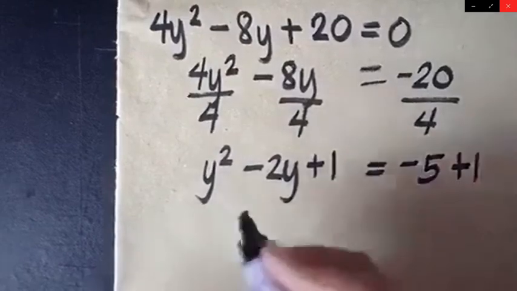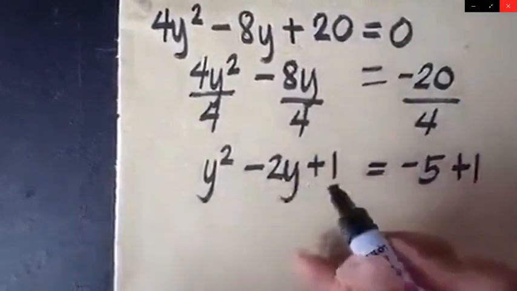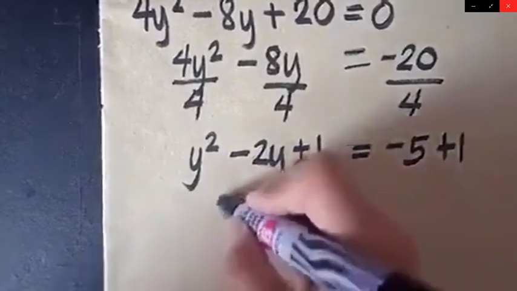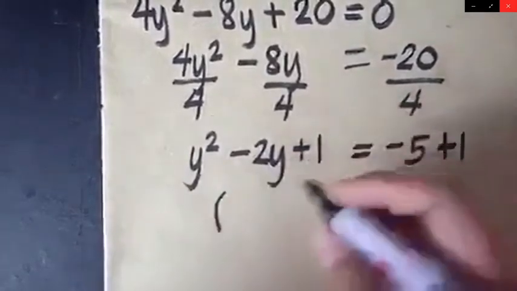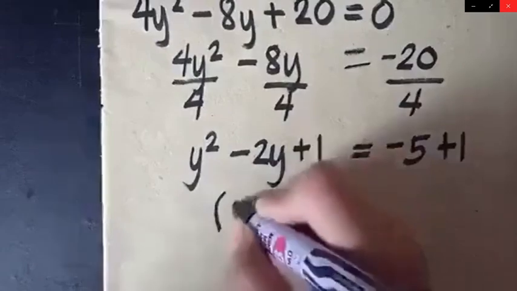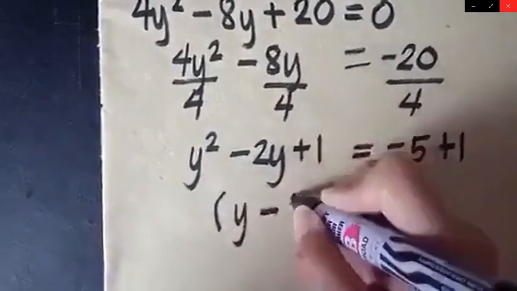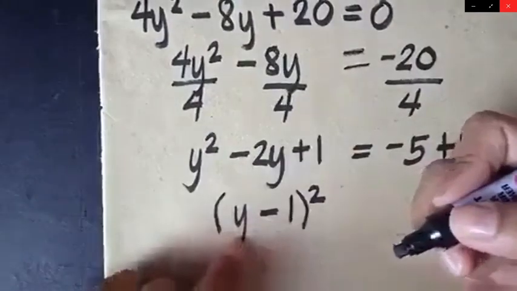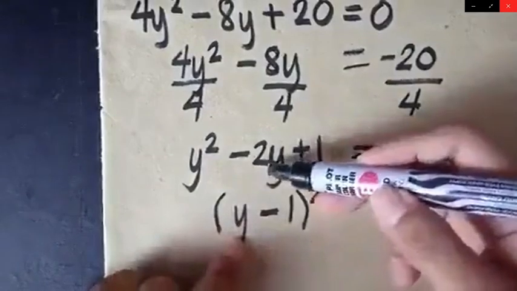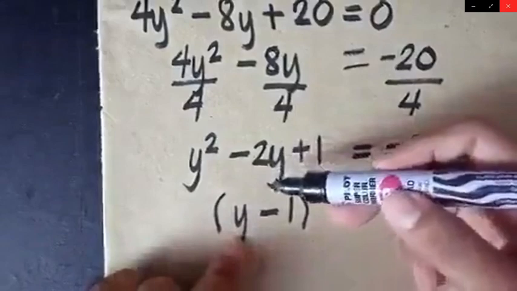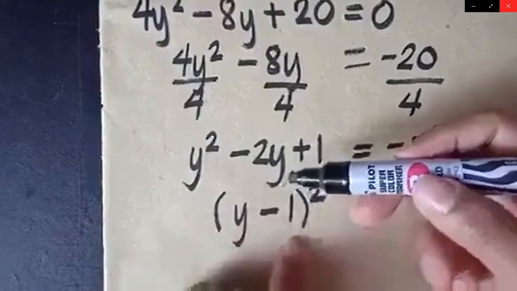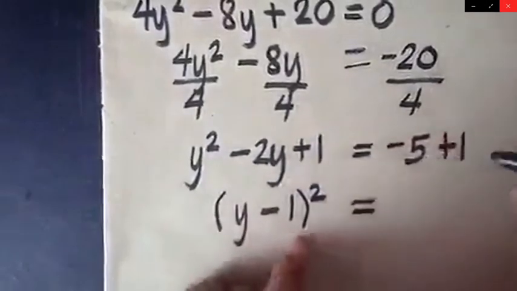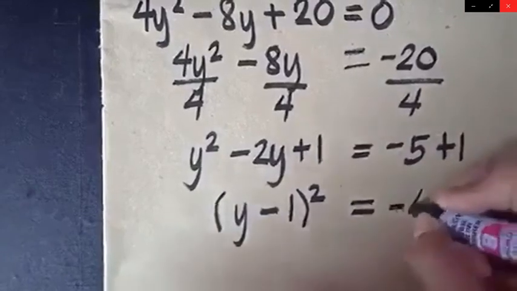Okay, so next, we are going to turn this perfect square trinomial as a square of a binomial, while the right side is simplify lang natin. So, therefore, y squared minus 2y plus 1, in binomial form, we have y minus 1 squared. Okay, square root of y squared is y, negative 2 divided by 2, or negative 2 times 1/2. So, you have negative 1 square. So, that is equal to negative 5 plus 1 is negative 4.